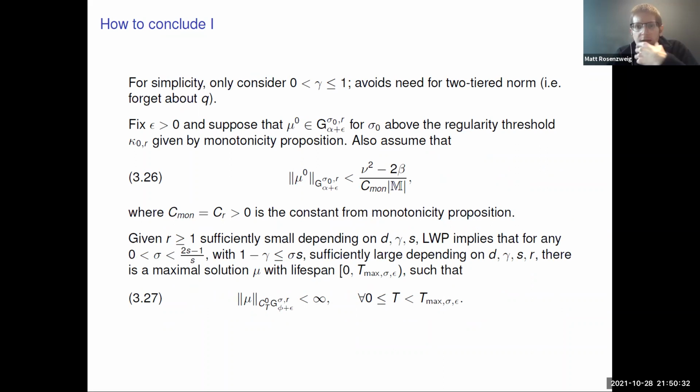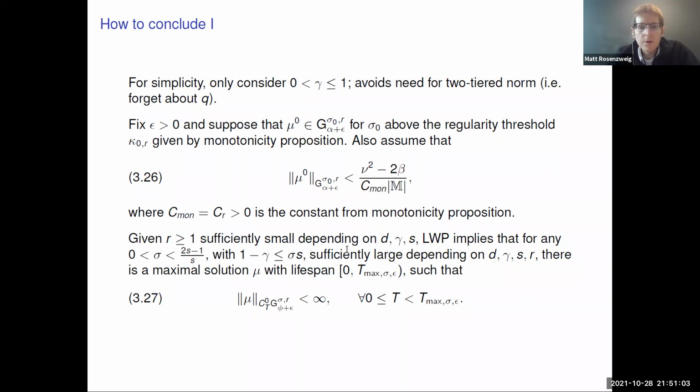For simplicity, I'm just going to assume gamma is less than or equal to 1. The idea is that we have our initial datum to begin with, just as in the theorem. We're assuming that this regularity sigma naught for our initial datum is above the regularity threshold kappa naught r given by the monotonicity proposition. And you also assume that the size of the initial datum in this norm is sufficiently small, depending on these parameters. C mon is just the constant given by the monotonicity proposition, whose dependence one can quantify.